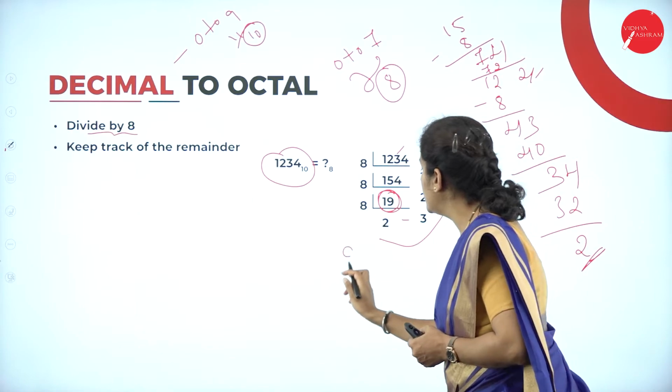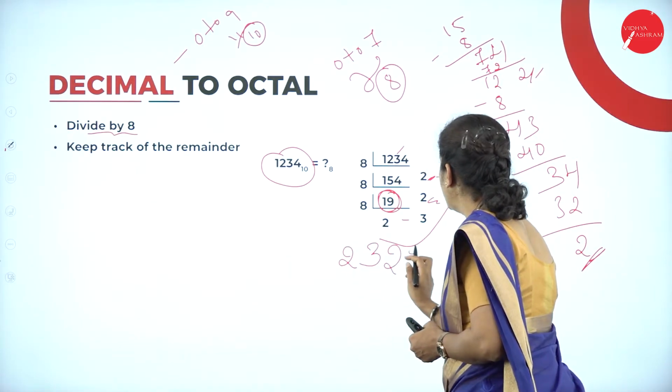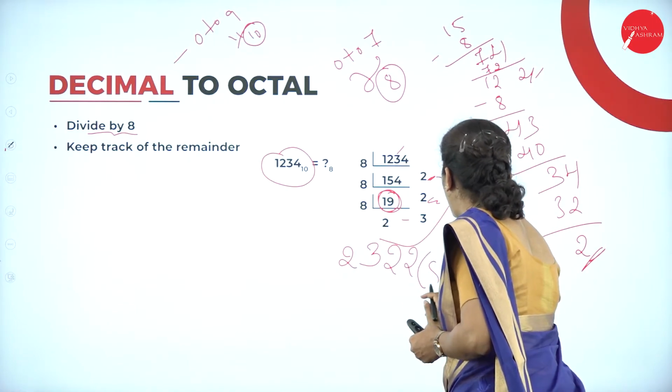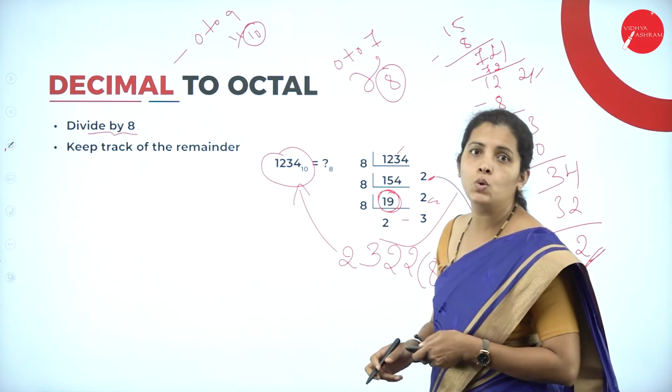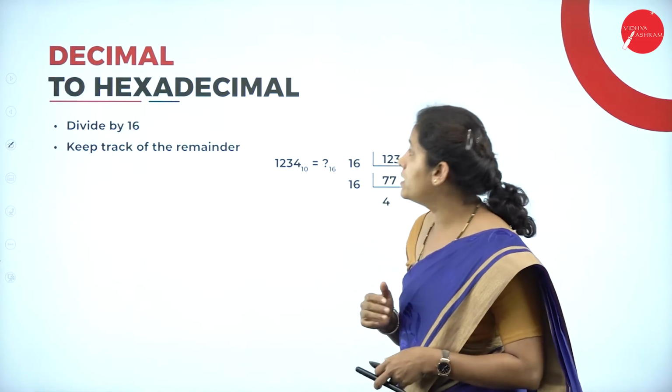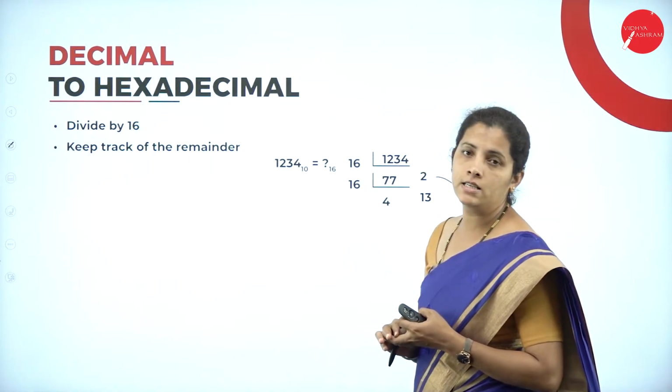So I'll start writing from 2, then 3, then 2 and 2. This is the octal representation of the value 1234. Moving further, we are going to get decimal to hexadecimal.